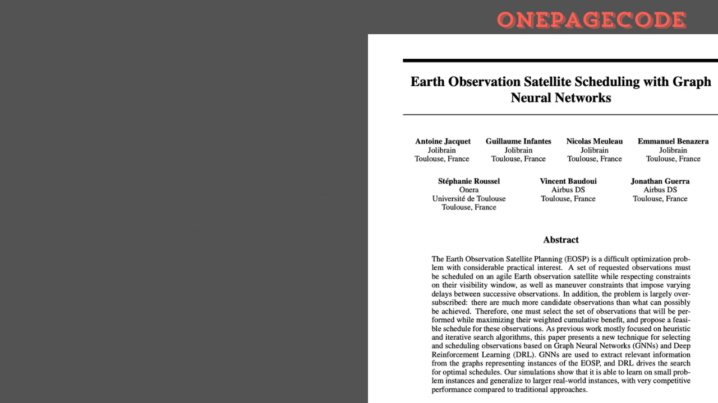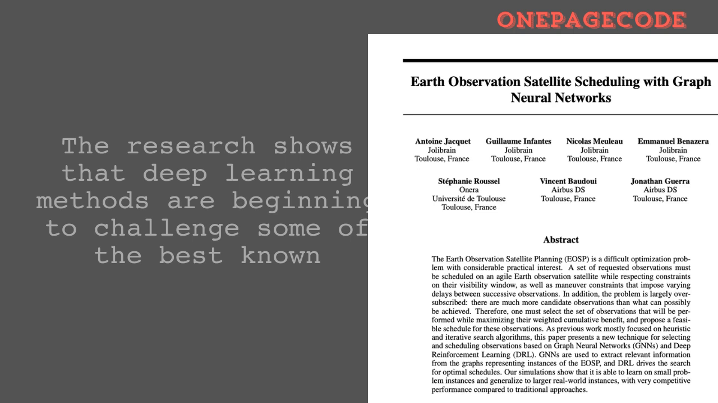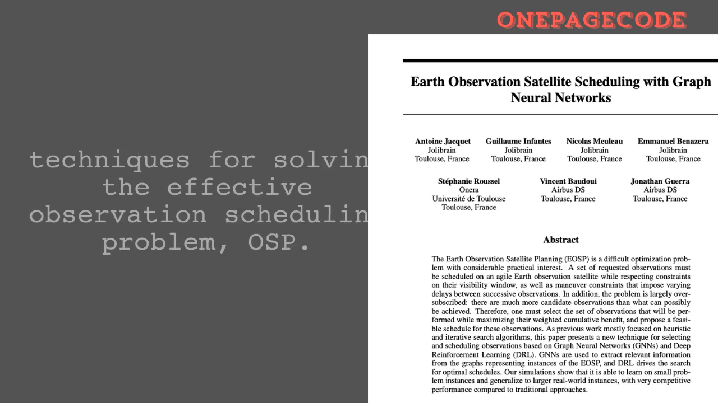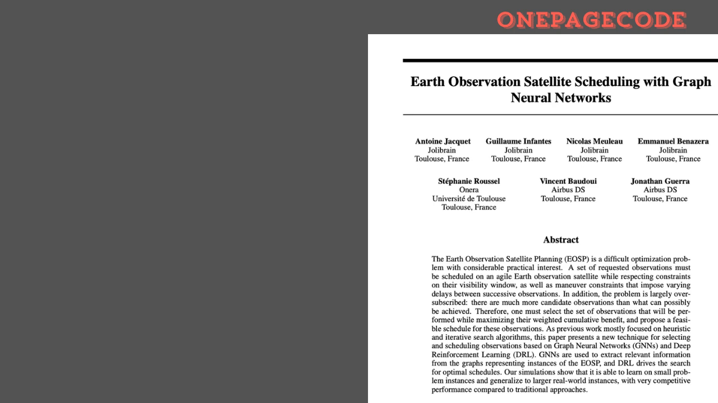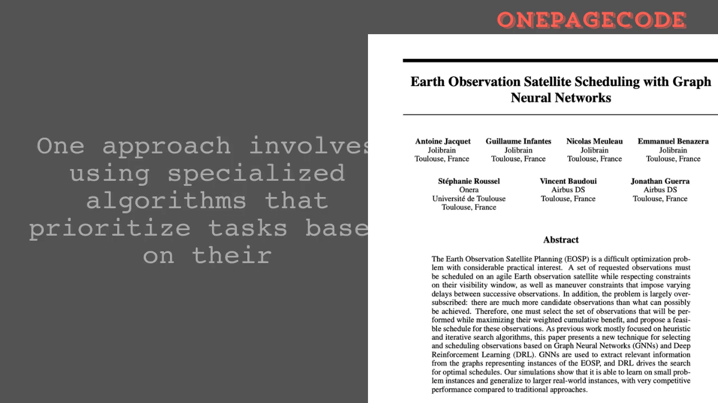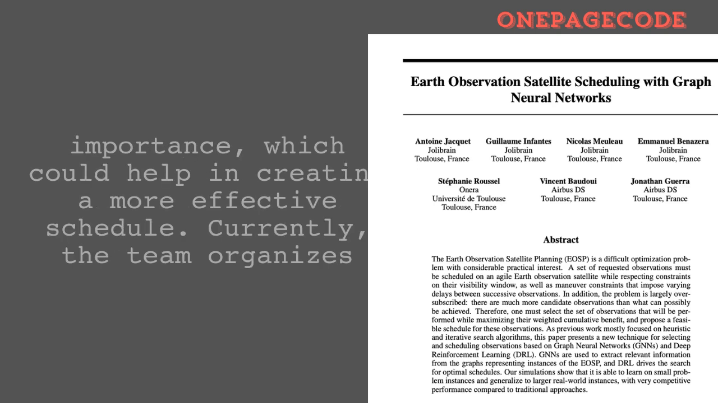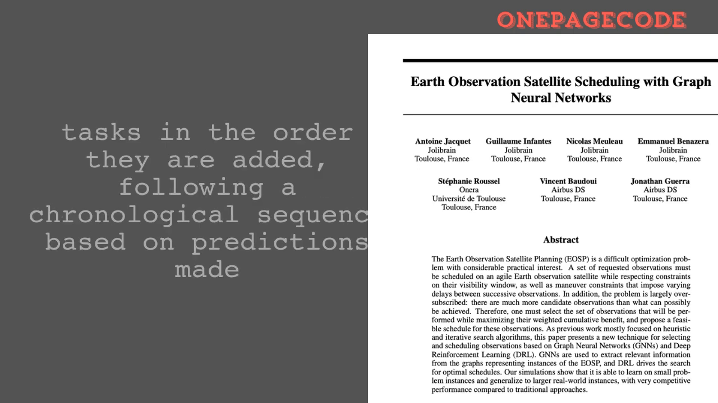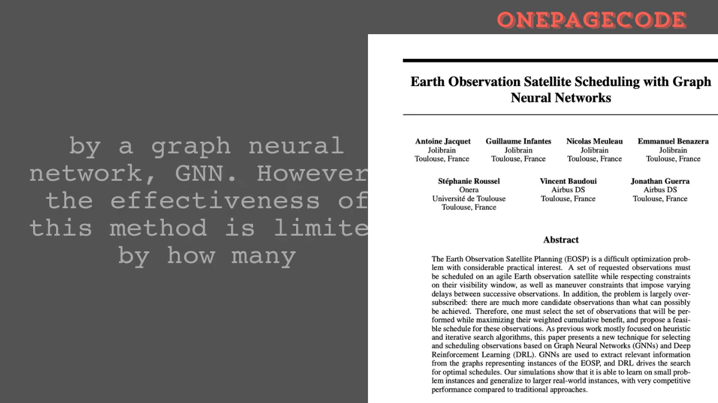Conclusion and future directions. The research shows that deep learning methods are beginning to challenge some of the best-known techniques for solving the effective observation scheduling problem, EOSP. The team is exploring various ways to build on this work. One approach involves using specialized algorithms that prioritize tasks based on their importance, which could help in creating a more effective schedule. Currently, the team organizes tasks in the order they are added, following a chronological sequence based on predictions made by a graph neural network, GNN.